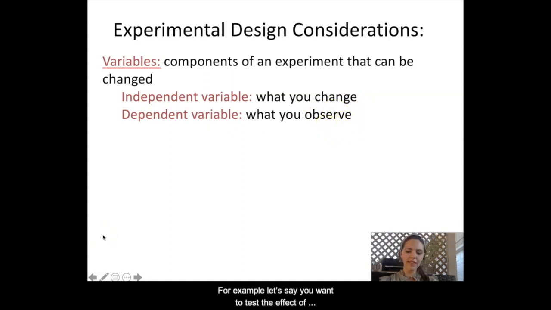So, for example, let's say you want to test the effect of caffeine on exam scores. So maybe you give students caffeine pills before they take an exam to see how that affects their score. In this case, the independent variable is the caffeine. Maybe it's whether or not a student gets caffeine, or maybe the dose of caffeine as well. But it's what you, as the experimenter, are changing, manipulating in the experiment. On the other hand, the dependent variable in that example is the exam score. It's what you're observing change throughout the experiment.